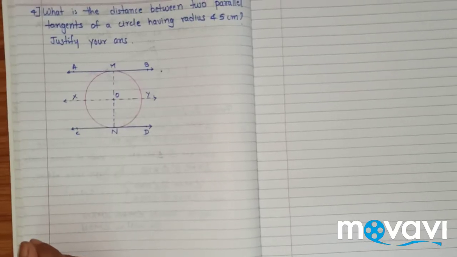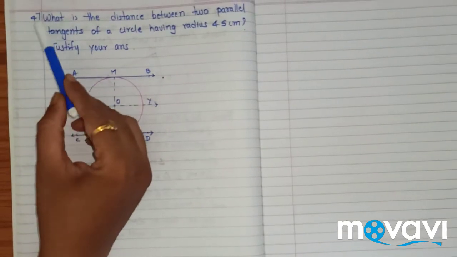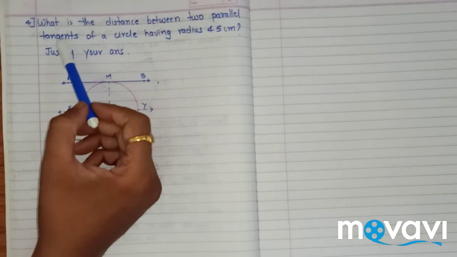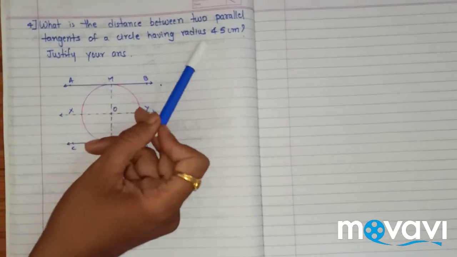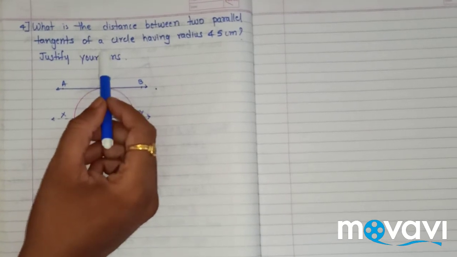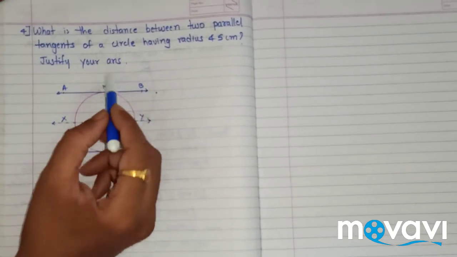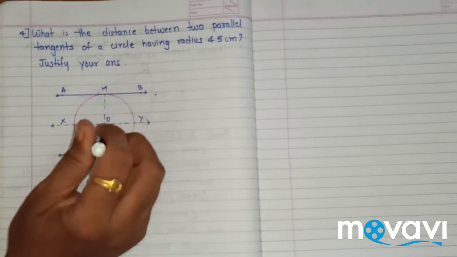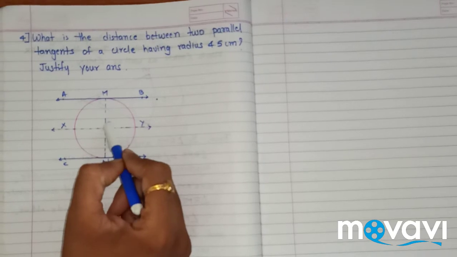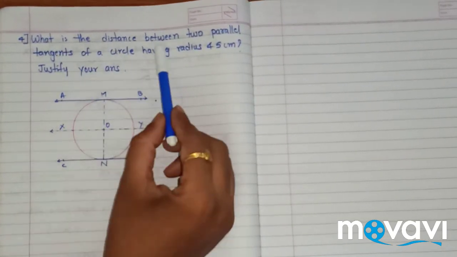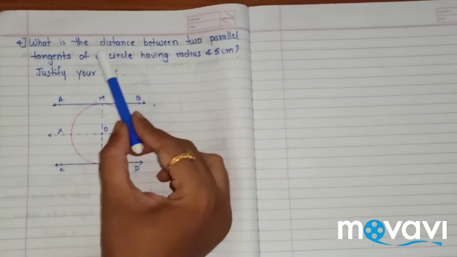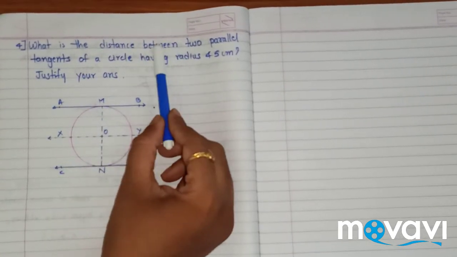This is the fourth example from practice set 3.1. What is the distance between two parallel tangents of a circle having radius 4.5 centimeters? Justify your answer. This is the question. To understand this question, we have already drawn a diagram. Let us consider our circle with center O. What is the question asked? What is the distance between two parallel tangents?